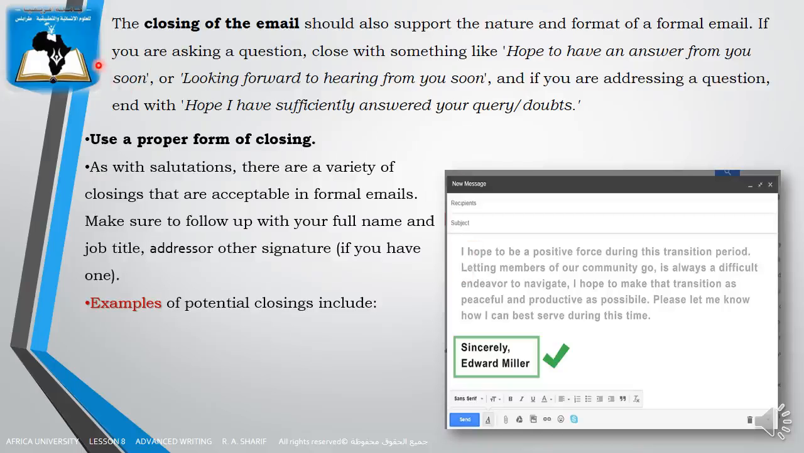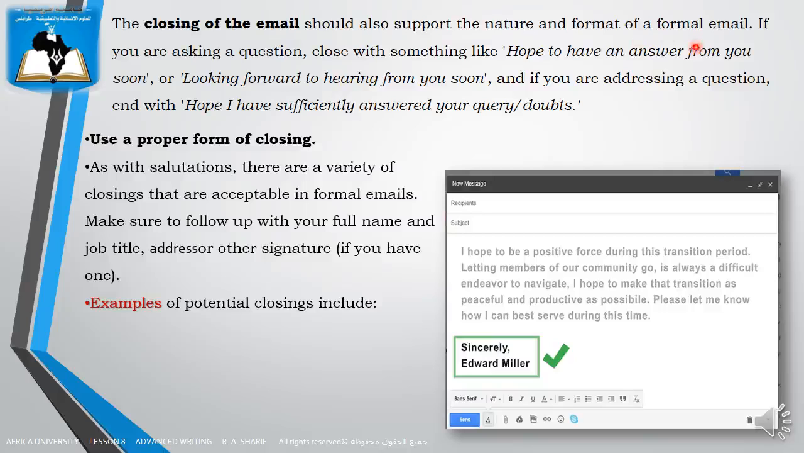The closing of the email should also support the nature and format of a formal email. If you are asking a question, close with something like "Hope to have an answer from you soon," or "Looking forward to hearing from you soon." If you are answering a question, end with "Hope I have sufficiently answered your query or doubts."